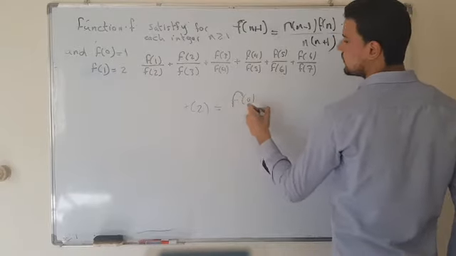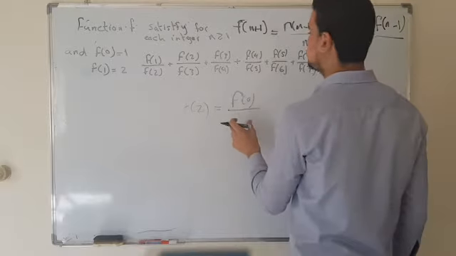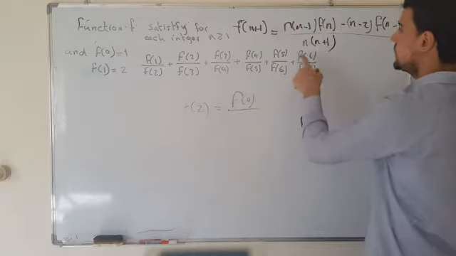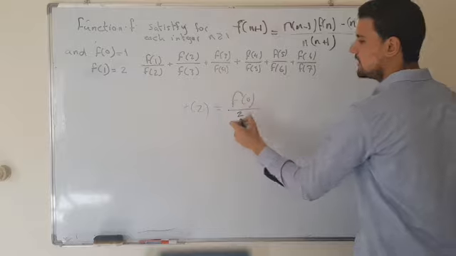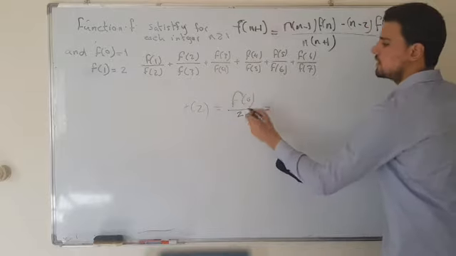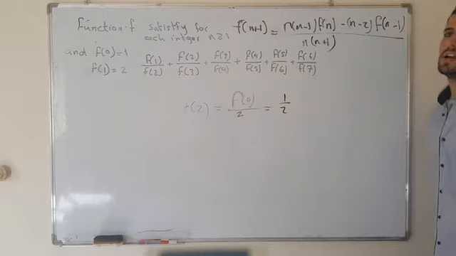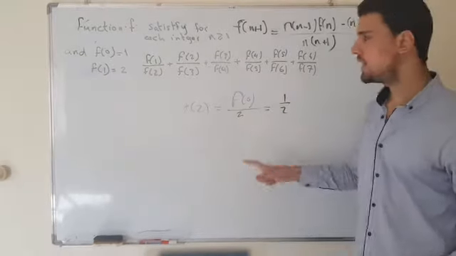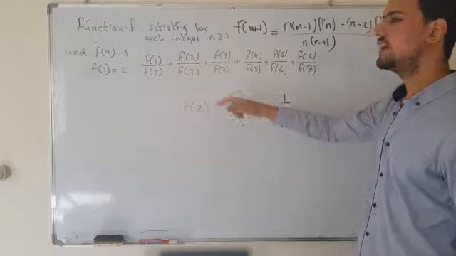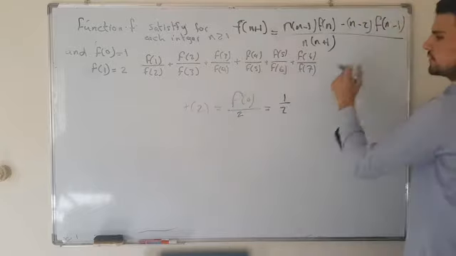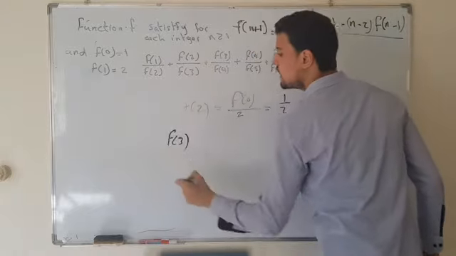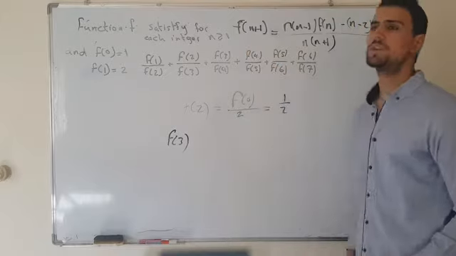So f0 divided by 2. f2 is equal to f0 over 2. Yeah, it's a half. Now the next step. Do I stop here? No, I need to compute f3. f3 needs f2 and f1. Okay, that's good. To compute f3, I need to use n equal to 2.